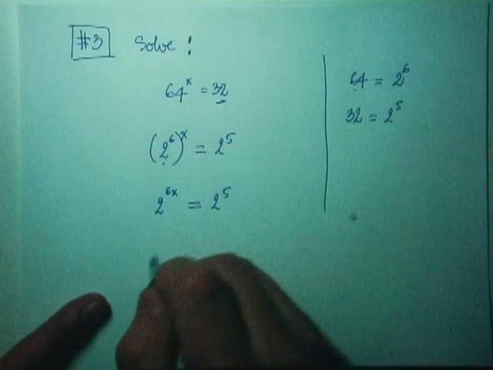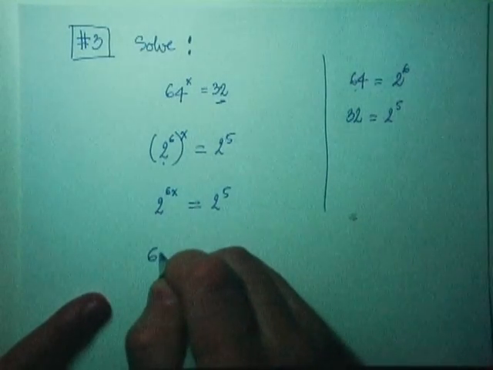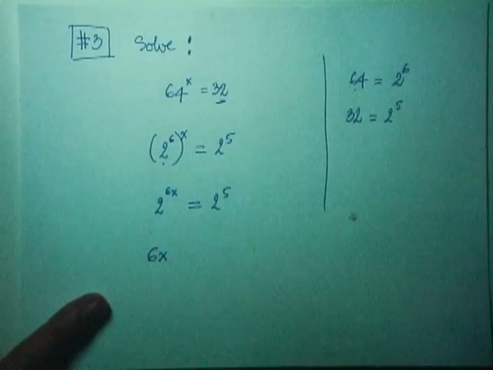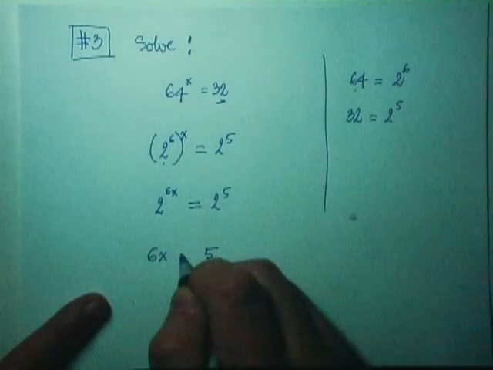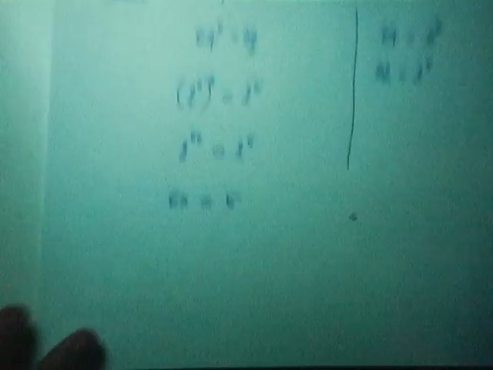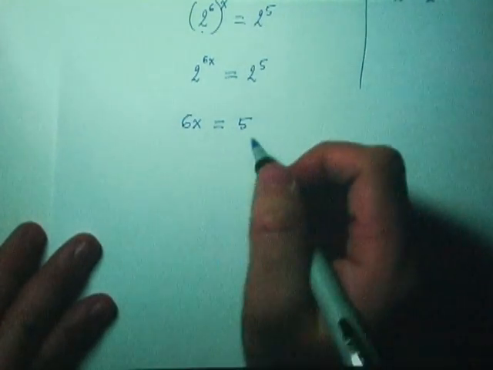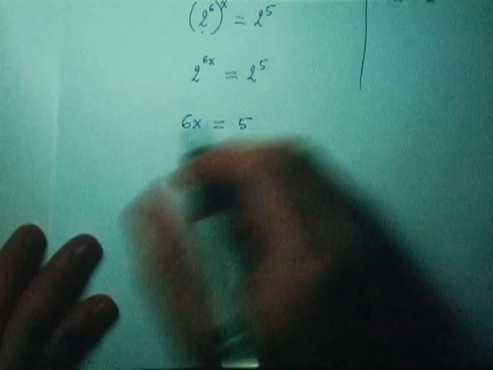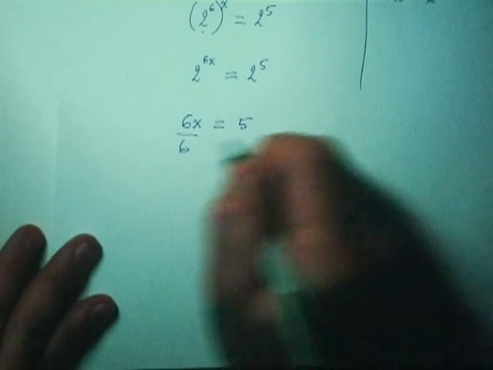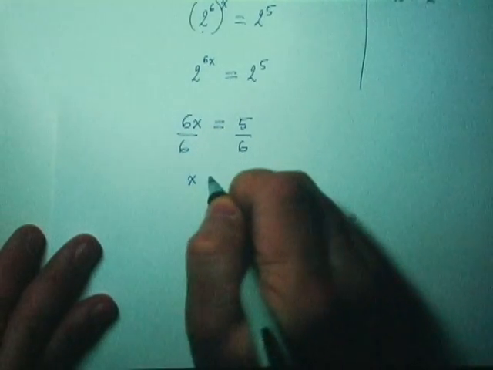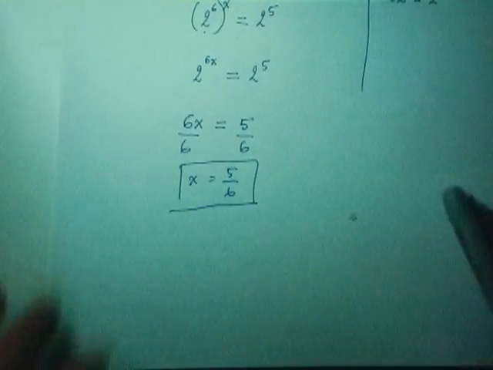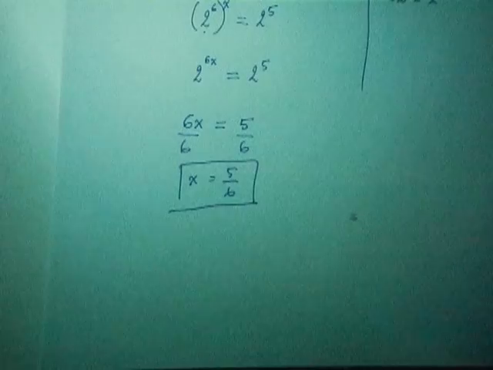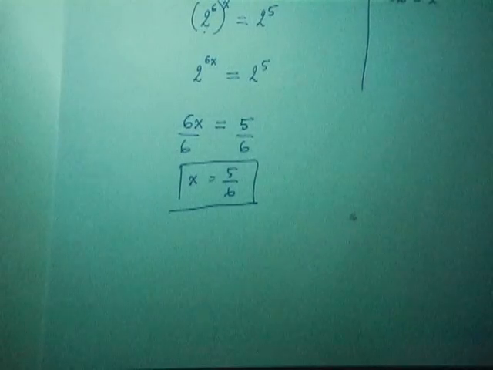So now I can just simply look at my power on the left-hand side and my power on the right-hand side, and set them equal to each other. Solving this problem, I just divide both sides by 6, and I have x equals 5 over 6. And of course, I never said that we cannot have fractions, right? We will have fractions, and that's going to be quite often.